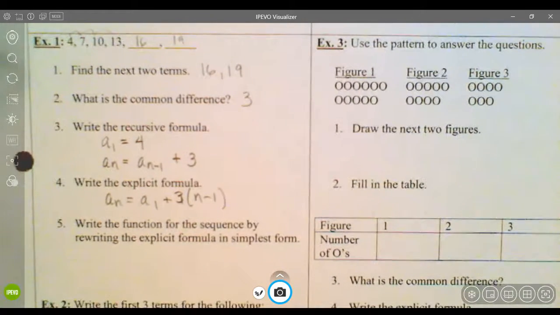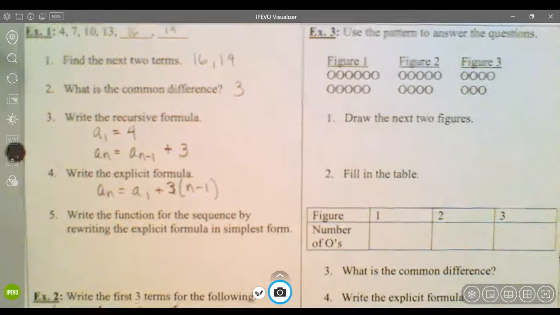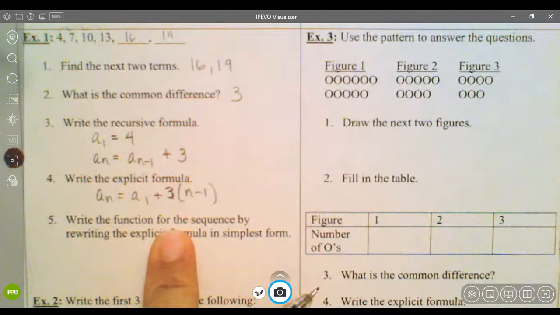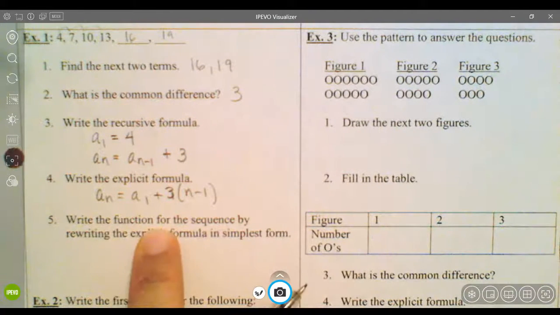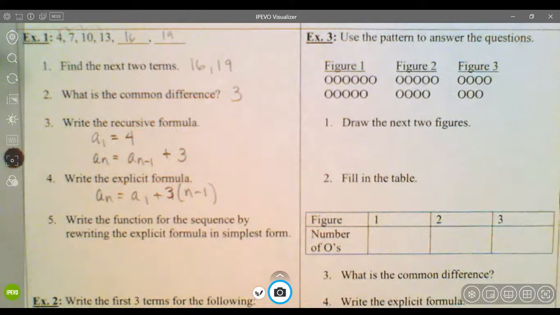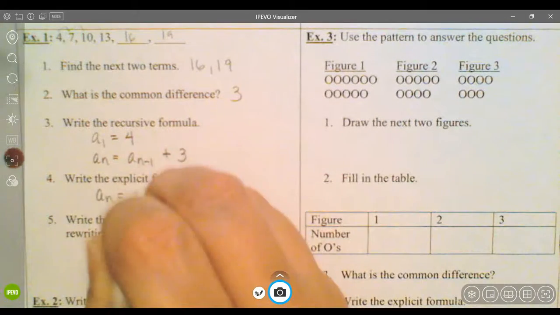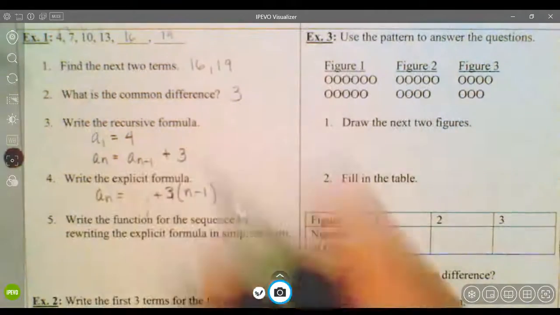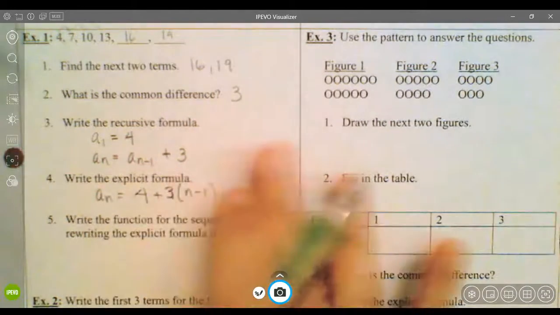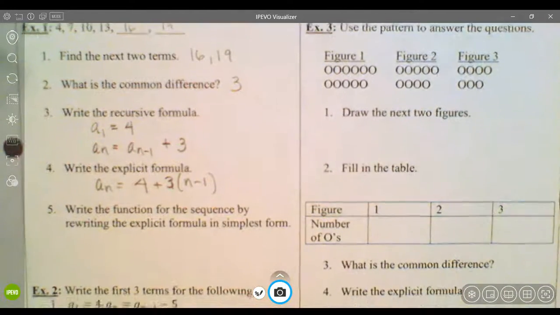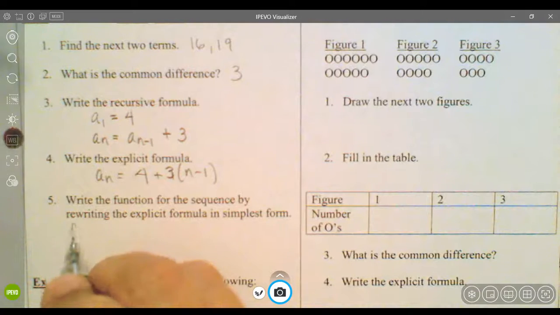So those are the main formulas, but I've also seen it sometimes written as a sequence. And the way they want you to write, or as a function, my bad. So to write the function, you rewrite the explicit formula in simplest form. So let's do that. Oh, I'm so glad I'm looking at that because I did this wrong. What's a sub 1 in this problem? Dude, I'm tripping. 4. So we have 4 plus 3 times n minus 1. So let's look at that as a function.